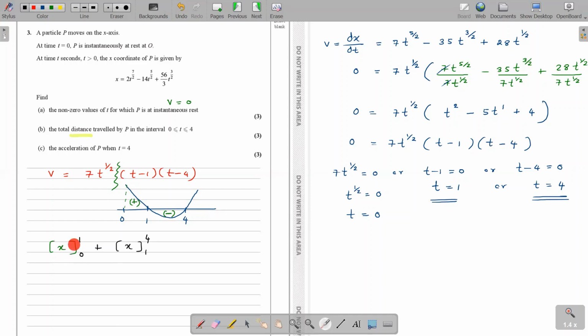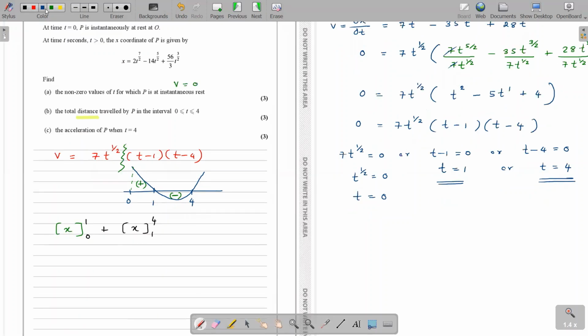From 0 to 1, I expect to see a positive answer. And from 1 to 4, I expect to see a negative answer. And then to make it distance, I just have to ignore the negative and add the two displacements without taking the negative sign. Are you with me? So shall we input the limits now? 2t to the power 7 over 2 minus 14t to the power 5 over 2 plus 56 over 3 t to the power 3 over 2. So input the limits 0 and 1.